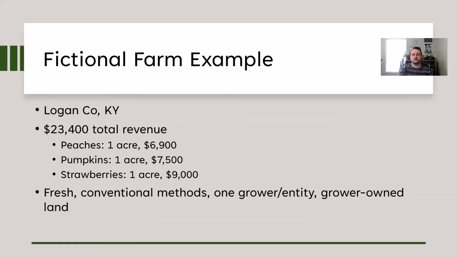So this fictional farm I've set in Logan County, Kentucky. I've put the total revenue as $23,400. And this farm is growing 1 acre of peaches with a revenue from peaches of about $6,900, growing an acre of pumpkins at a value of $7,500, and then an acre of strawberries at $9,000.